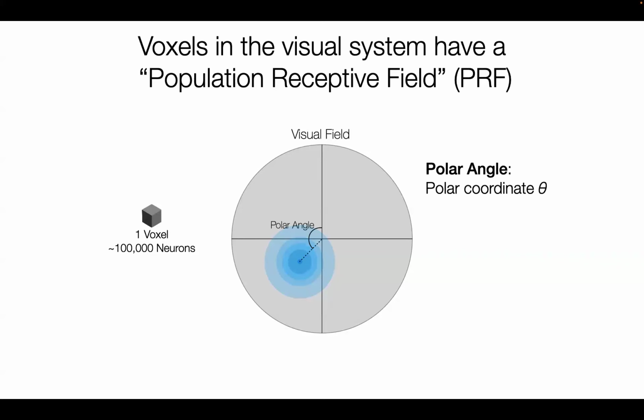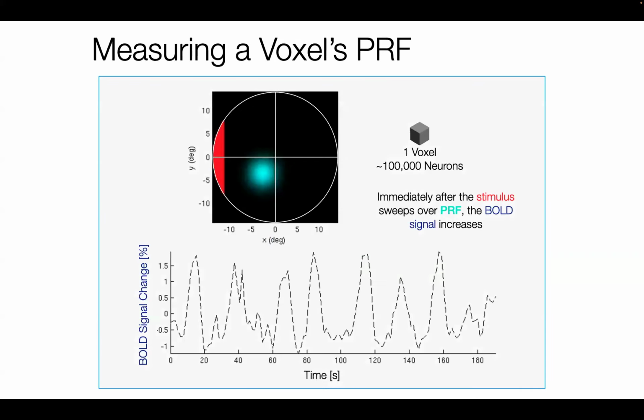As I mentioned earlier, we measure these in terms of polar angle, eccentricity, or distance from center of gaze, and also size, or the sigma of the Gaussian distribution. So the way that we typically take a retinotopic mapping scan and turn it into a retinotopic map is we take each voxel individually and look at its BOLD response. I'm showing you that down here. This is the BOLD response for this voxel. And we start with a guess about the population receptive field. In this particular case, we're going to guess that this population receptive field is down here in the cyan blob.